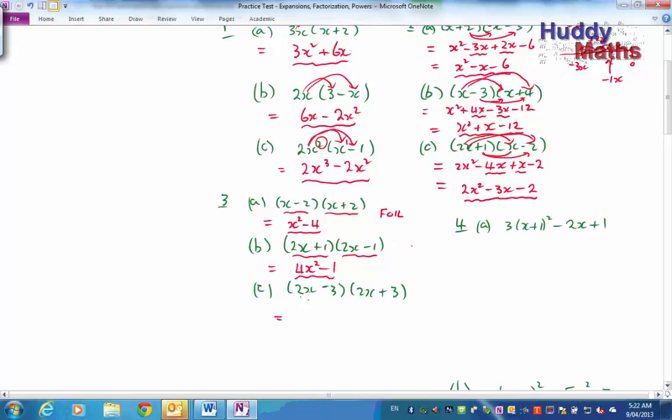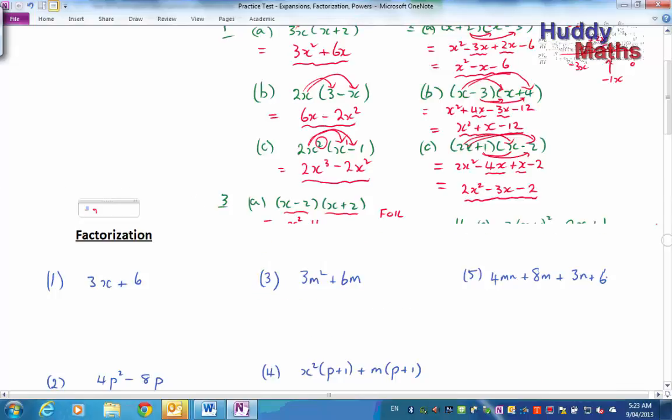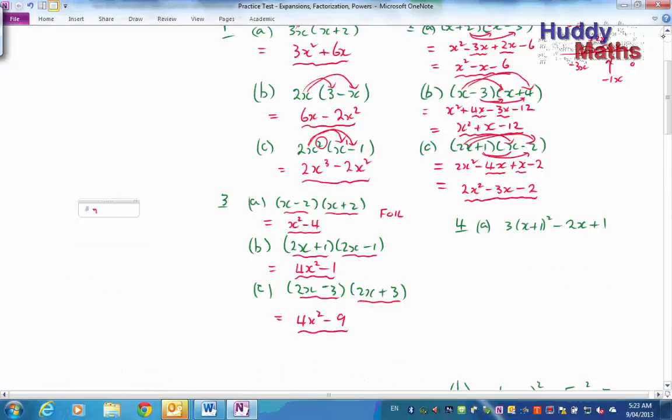Next one now, 2x take 3, 2x plus 3. Again, that perfect square difference of 2 squares, 4x squared, first one squared, minus second one squared, which is 9. But just come over here and remember the rule there for those. Oops, let's come back up. The rule there for those is a plus b by a take b is a squared take b squared. Okay, that's the rule.